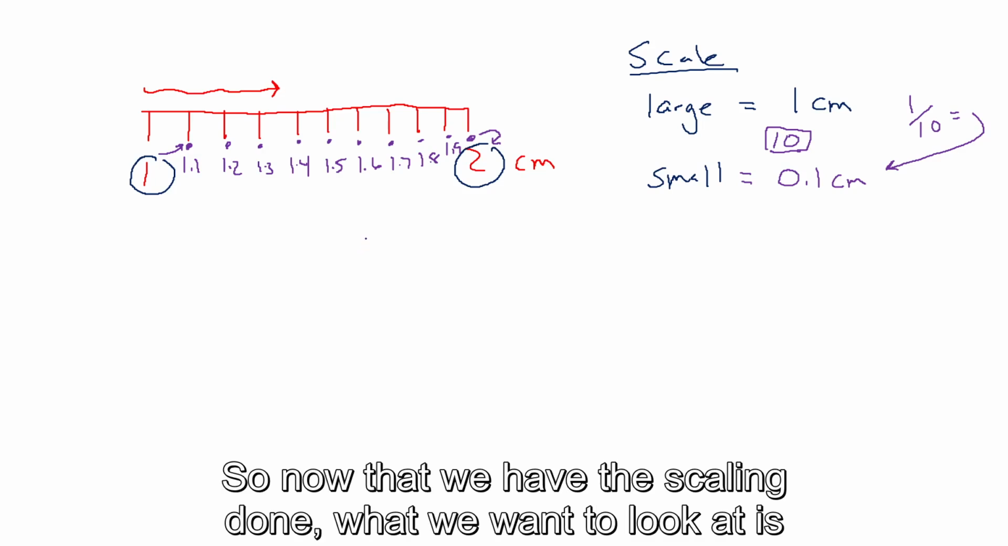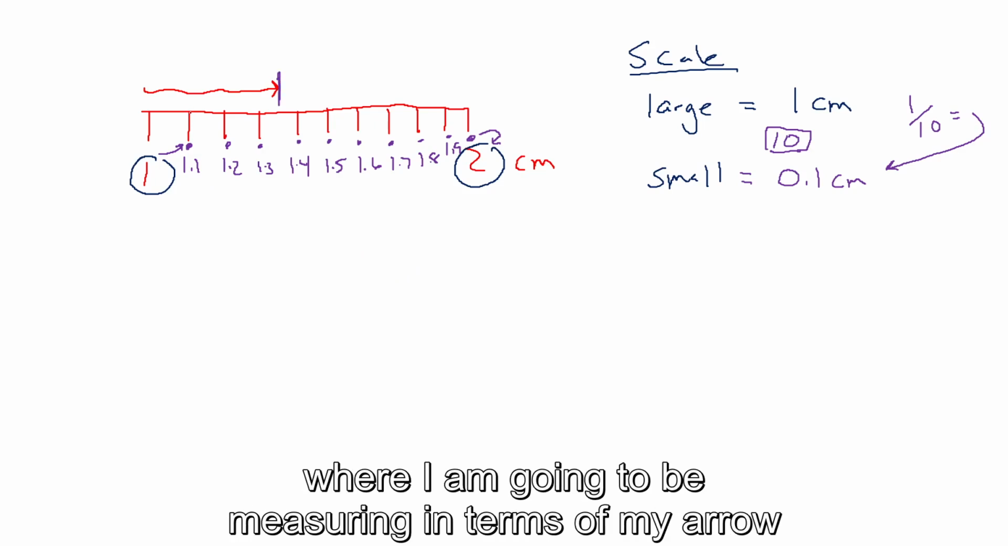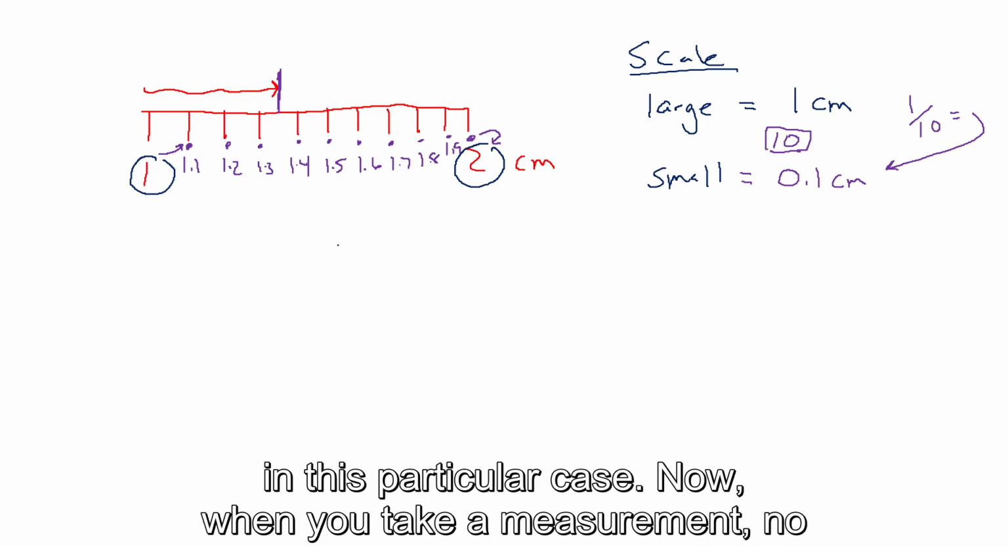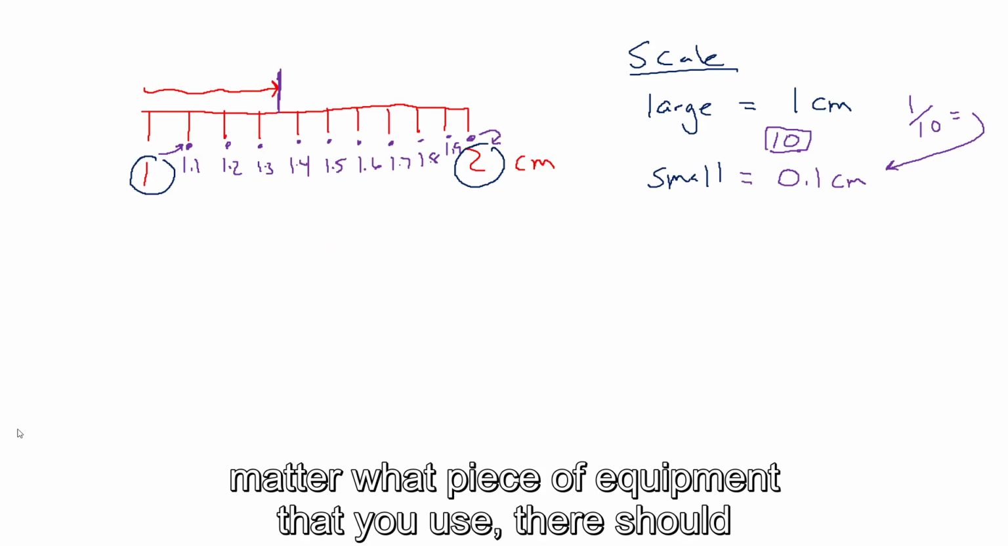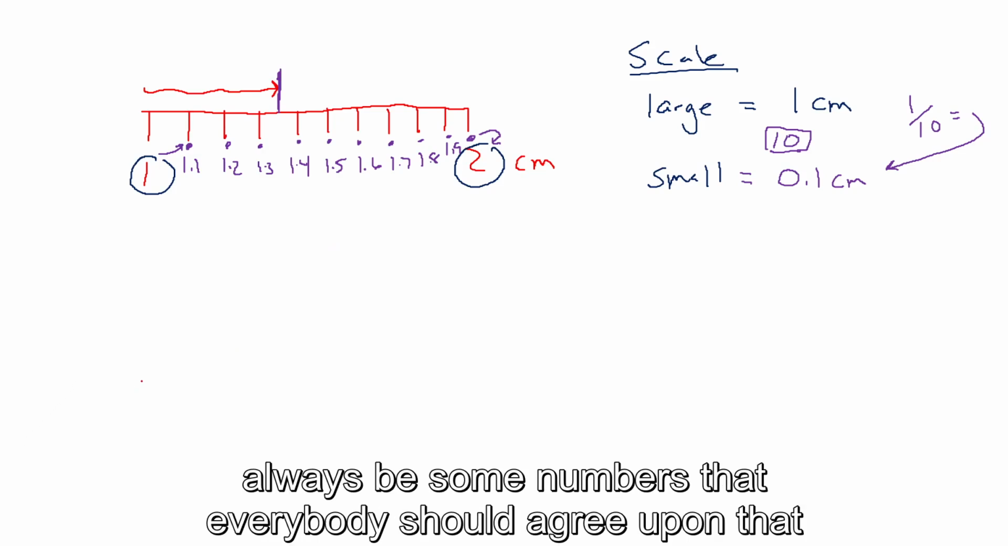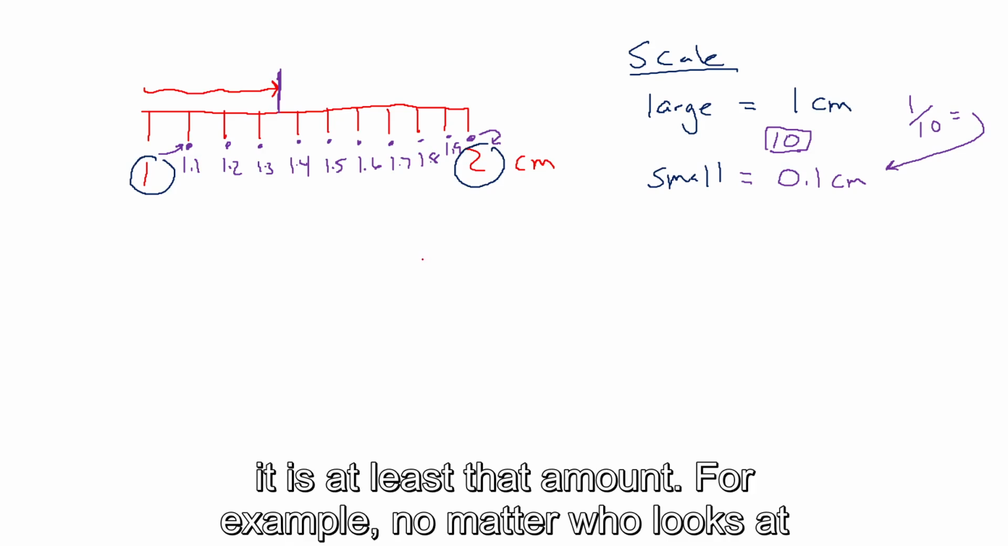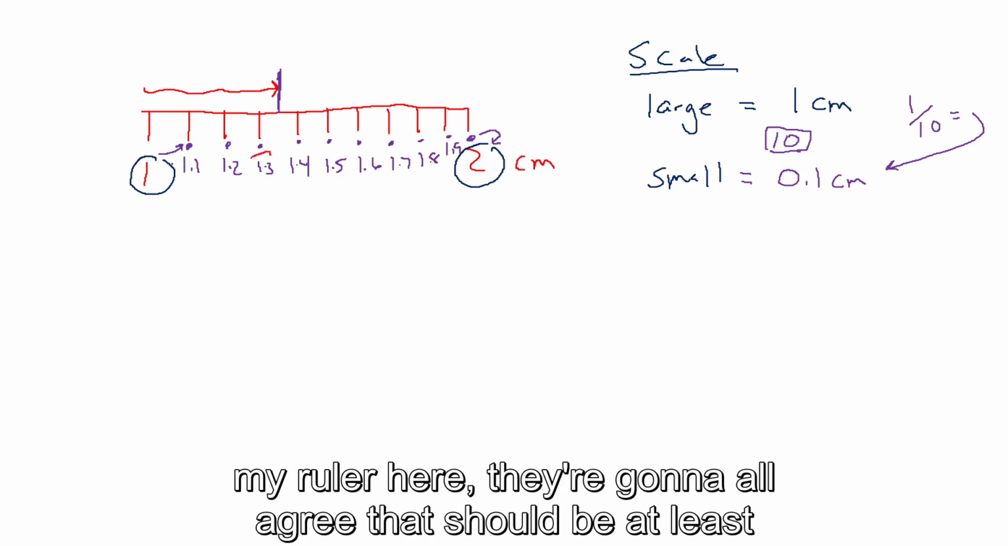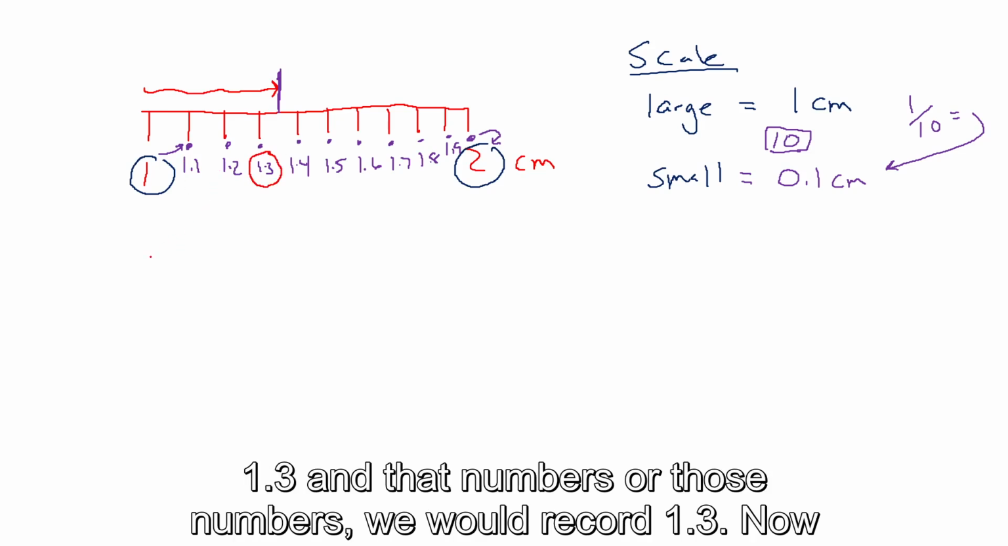So now that we have the scaling done, what we want to look at is where I'm going to be measuring in terms of my arrow in this particular case. Now, when you take a measurement, no matter what piece of equipment that you use, there should always be some numbers that everybody should agree upon that it is at least that amount. For example, no matter who looks at my ruler here, they're going to all agree that should be at least 1.3. And those numbers, we would record 1.3.